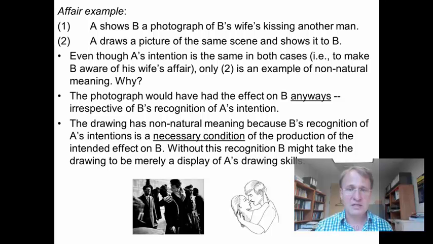Well, the reason is that the photograph would have the effect on B, that is, would produce in B the belief that his wife is having an affair anyways, irrespective of B recognizing A's intention. If you see a photograph of your partner kissing another person, you get the message. You understand that your partner is having an affair, quite independent of you picking up on the intention of the photographer or the intention of the person who left the photograph for you to see.